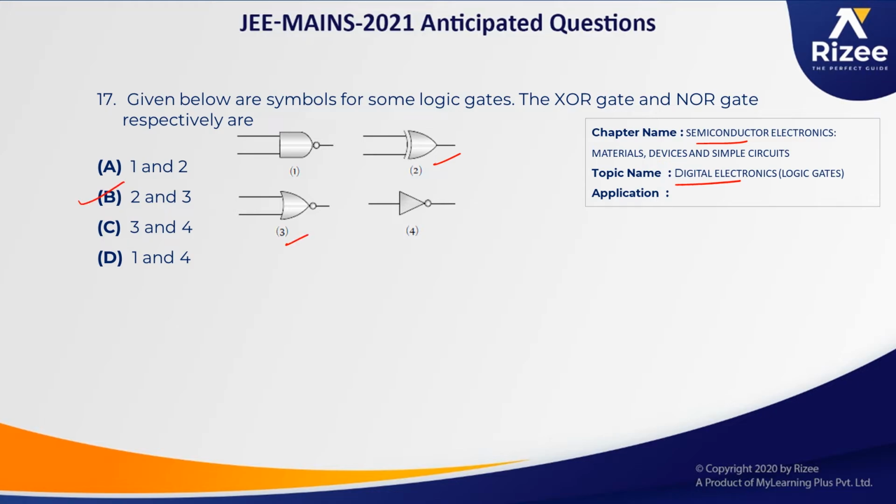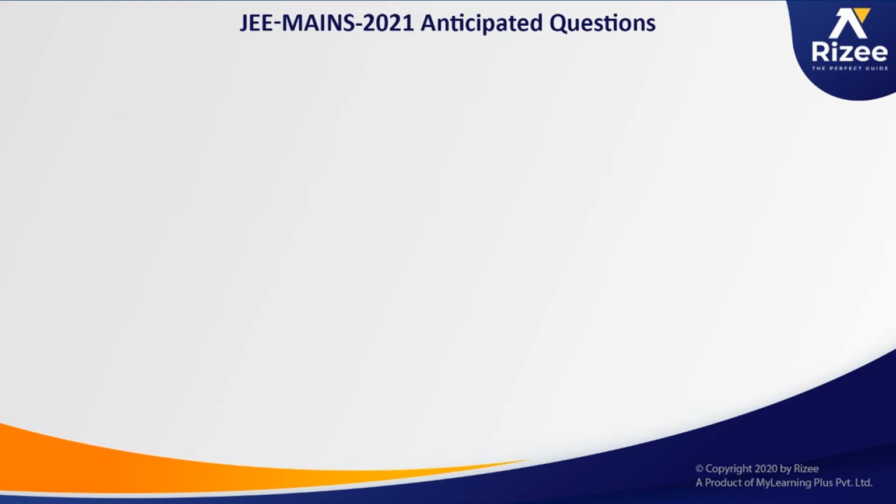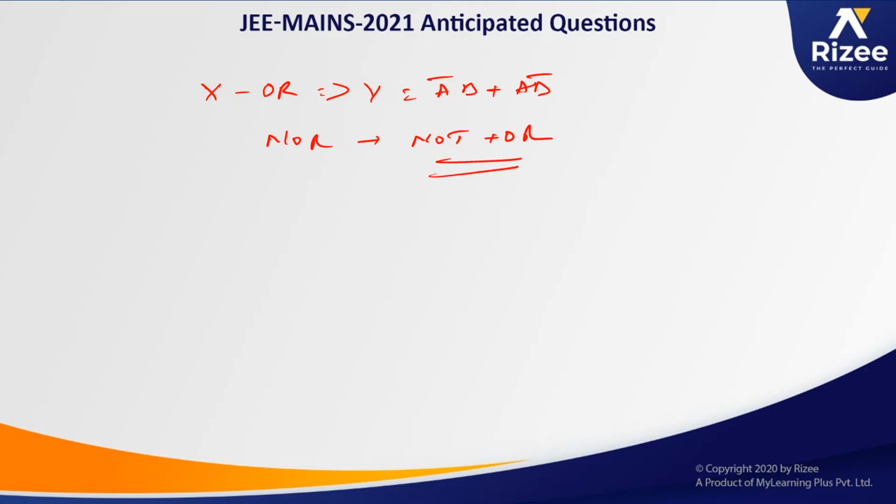So this doesn't need any specific explanation, but if you want any specific explanation, we can go. XOR gate, that is X and OR gate, which is called an exclusive OR gate, whose function will be like this: y is equal to a bar b plus a b bar. Second one, obviously NOR means your NOT gate plus OR gate. So options 2 and 3 already we have gone for the answer.